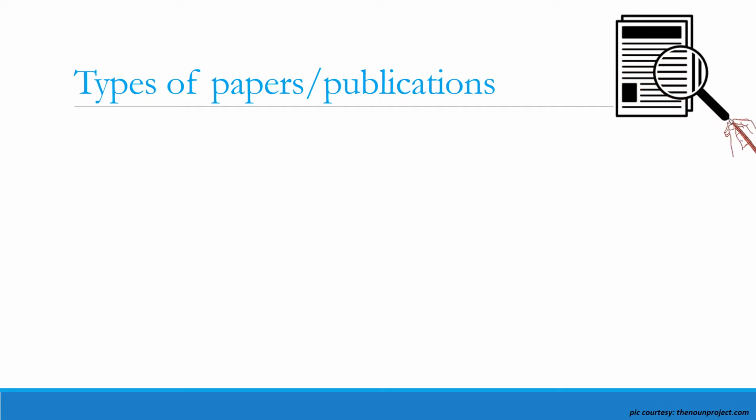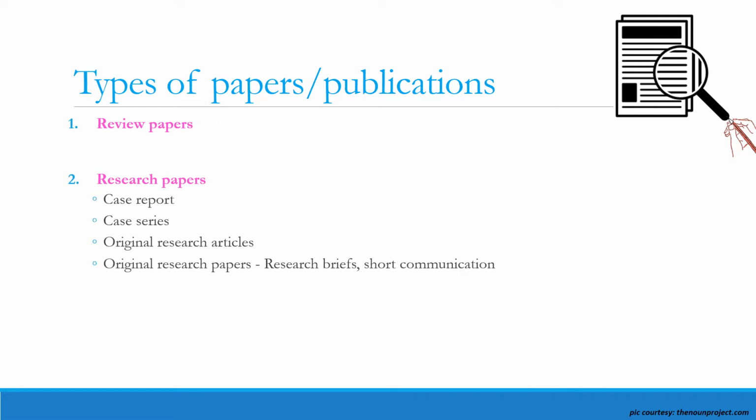So, scientific papers are of two types: review papers and research papers, which include case report, case series, original research articles, and research briefs and short communication. Case reports report something new or unusual in a single patient. When more than one patient presents with similar findings, we call it a case series. Original research is conducted on a larger number of patients, and manuscripts which are shorter than original research articles are called research briefs or short communication.